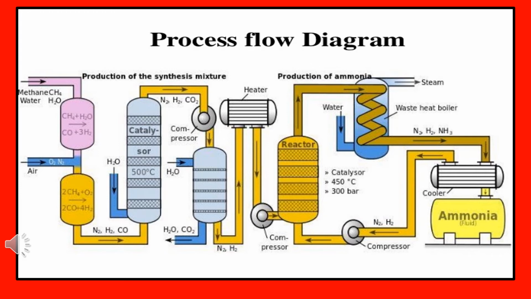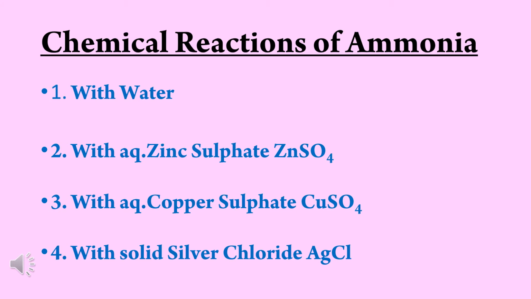Okay, students? Coming to the next concept of our module, that is chemical reactions of ammonia. There are so many reactions of ammonia, but in this module, in second year chemistry, we will deal with only 4 reactions. That is the reaction of ammonia with water, the reaction of ammonia with aqueous zinc sulfate, the ammonia reaction with aqueous copper sulfate, and finally the reaction of ammonia with solid silver chloride. Okay, students, we'll go to the reactions one by one.